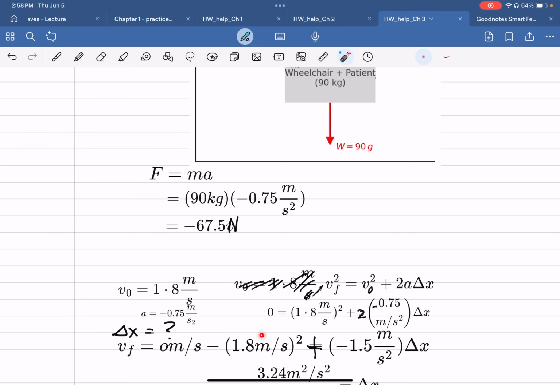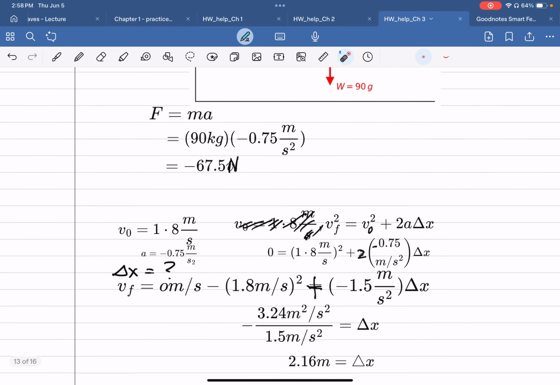So square this term. And then when you rearrange it, you're going to get 3.24, because this is going to be 3.24 divided by 1.5, which gives you 2.16 meter. Okay, so that's what you get when you do the math carefully.